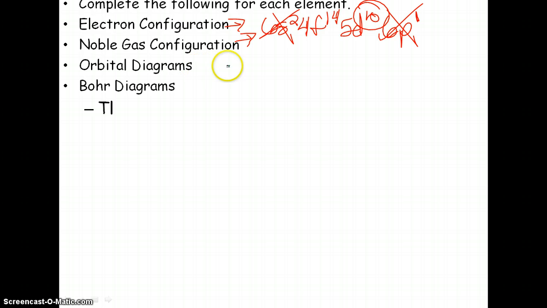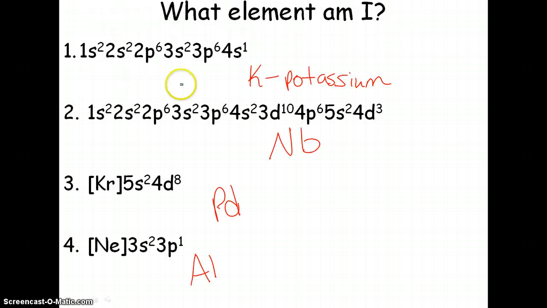The orbital diagram, you're going to cross out the 6p box, and then whichever one you decided to take some from, you would have to cross out 2 in those as well. The Bohr diagram, you just eliminate 3 electrons from the outside ring.